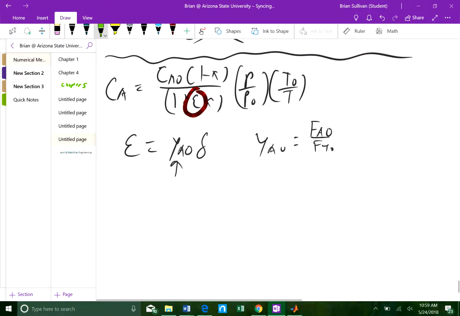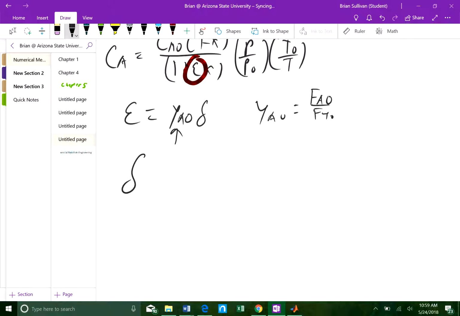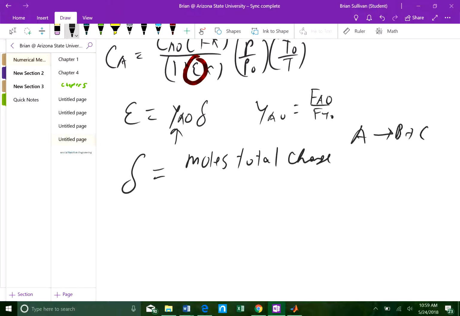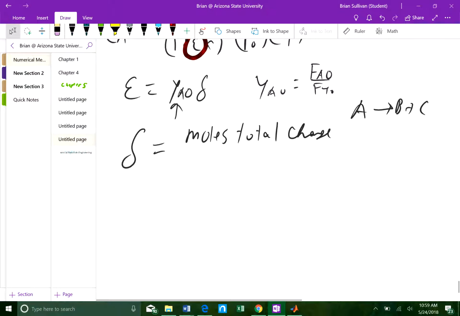Okay, so coming down here, let's take another look at it. What does the gamma mean? So I was a little wrong on the way I defined it, but it's nothing unrepairable. So this is the total moles change. If you had A goes to B plus C, it's going to be the total moles change. And over here on the bottom, it's 1 mole of A reacted.